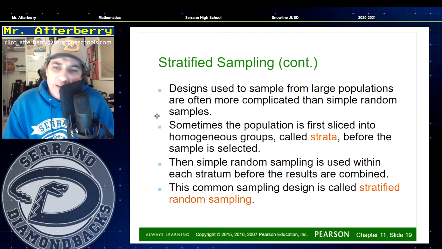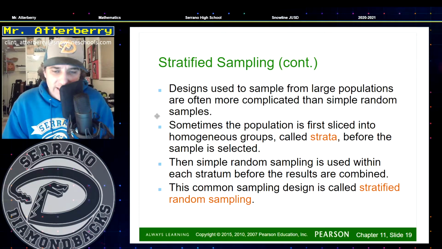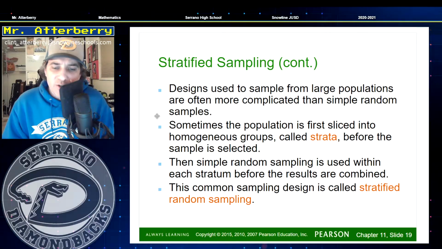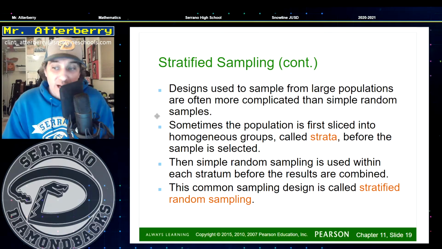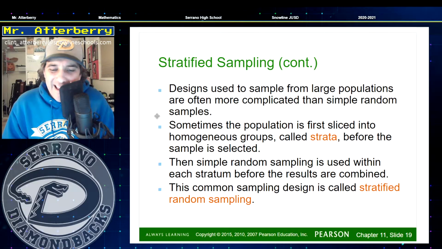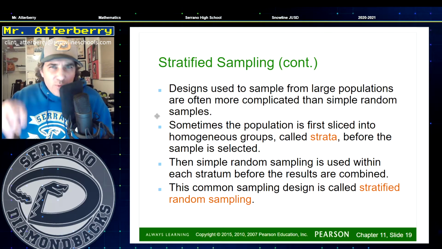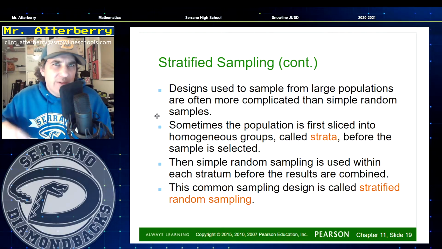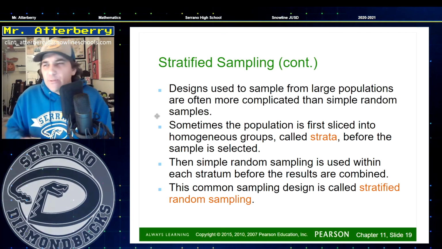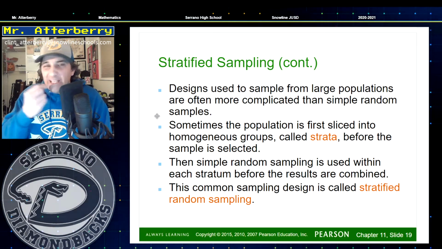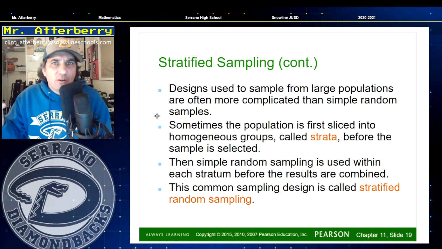Then simple random sampling is used within each stratum before the results are combined. This common sampling design is called stratified random sampling. So stratified, strata, okay, a stratum is a group, and it's stratified random sampling. You put people in groups, and then within each group you do an SRS. So maybe in each group you pick 10 people or 15 or 30 people, and then you put all those groups together.